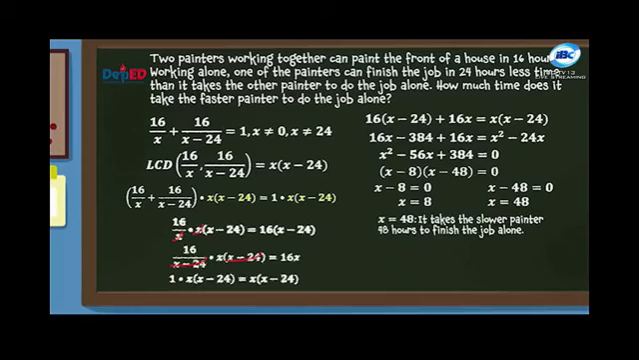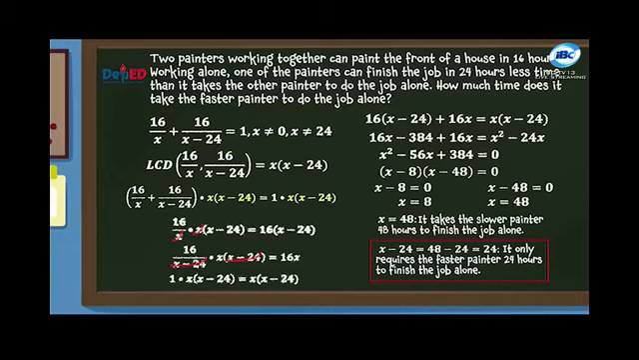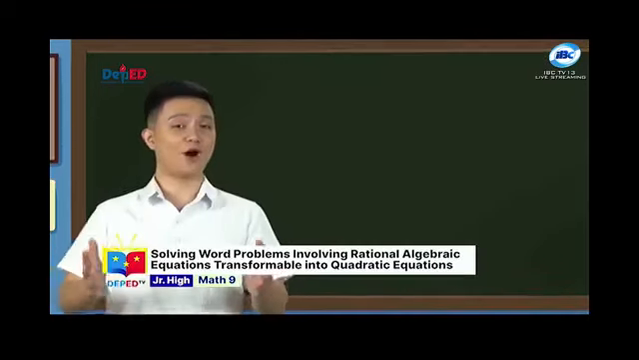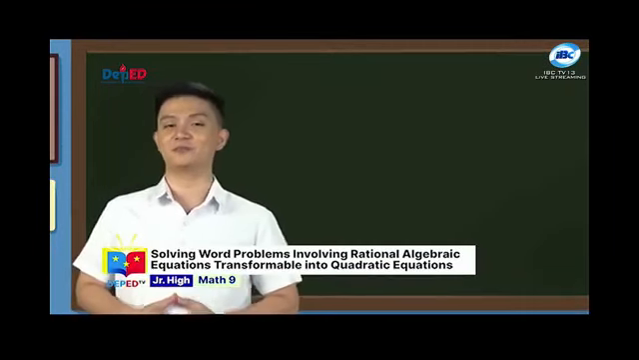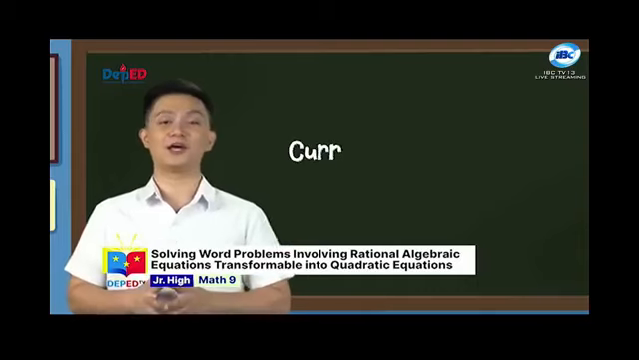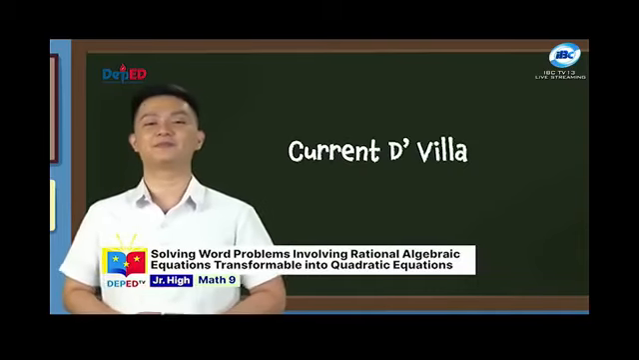It takes the slower painter 48 hours to finish the job alone, and hence, it only requires the faster painter 24 hours to finish the job alone. Problem solved! We move on to our next set of word problems, which I will label as Current de Villa.